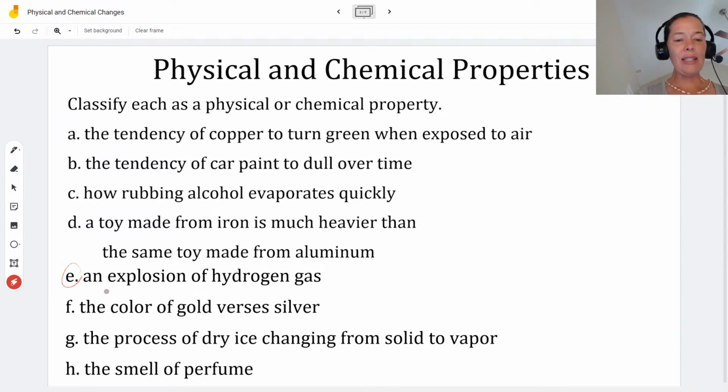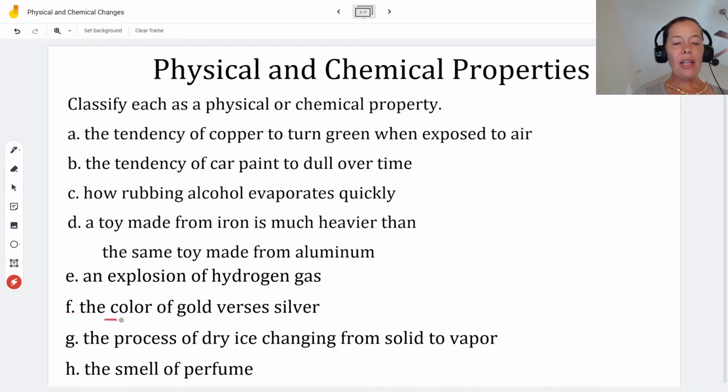Okay, so E is an explosion of hydrogen gas. Of course, this is most famous in the Hindenburg explosion. What we've done is taken hydrogen, and it has reacted with the oxygen in the air and produced water vapor. So this will be a chemical property because we no longer have hydrogen gas, H2. We have changed its bonding. So E is a chemical property.